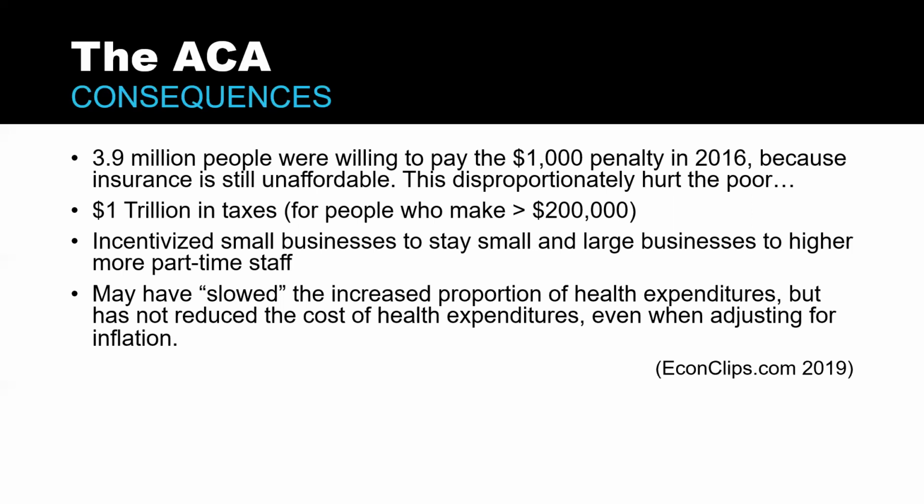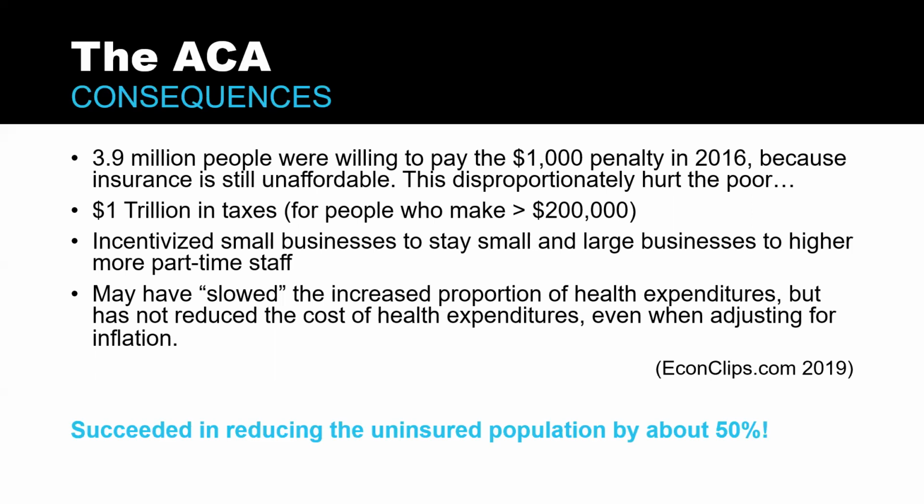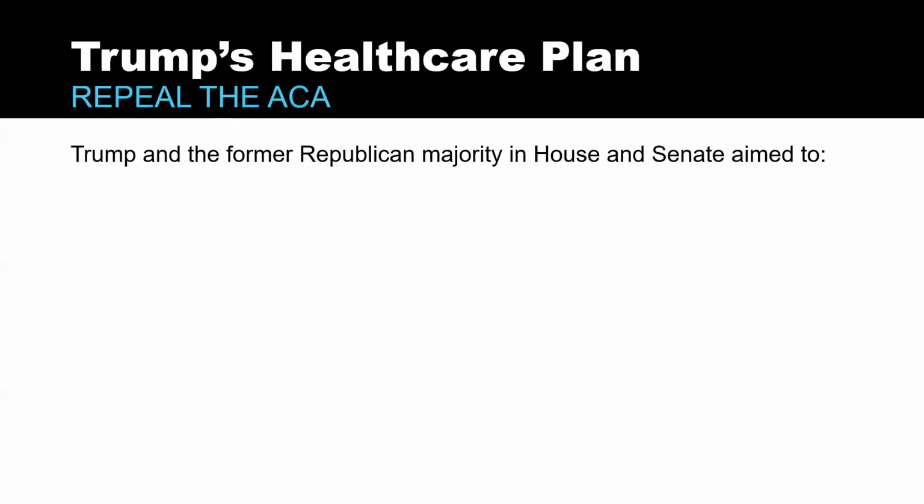So on the other hand, one of the good consequences was that it succeeded in reducing the uninsured population by about 50%. So that's pretty crazy and very impressive. And so as much as everybody, the right and the left, have problems with the ACA, we do need to recognize that it did a good job of reducing the uninsured population, even if it didn't provide universal medical coverage. And that's from the textbook.